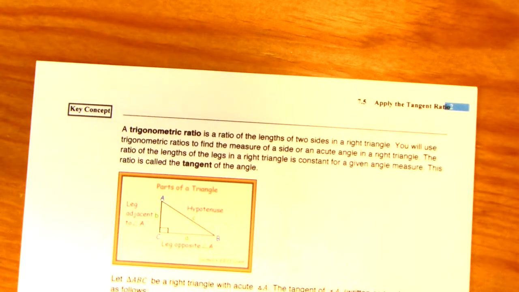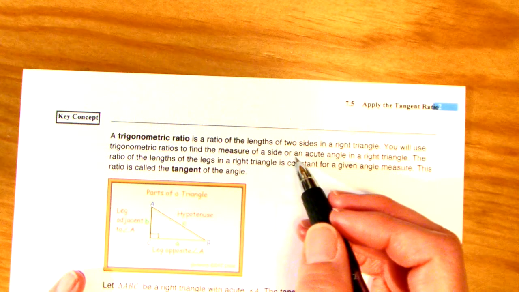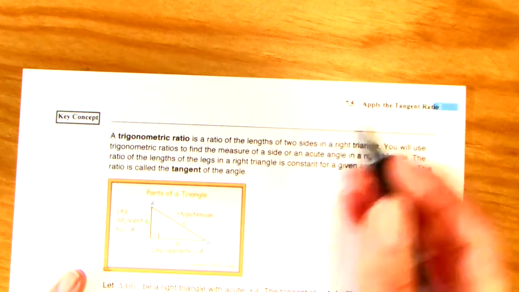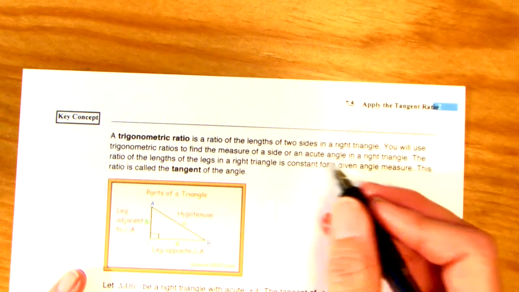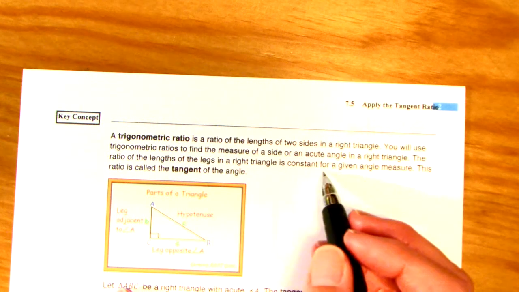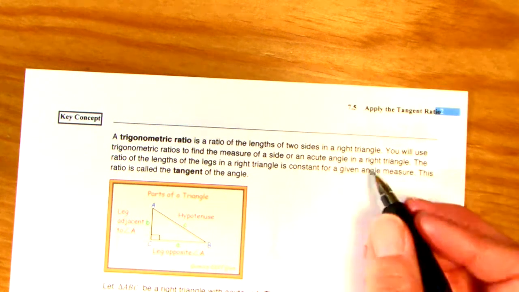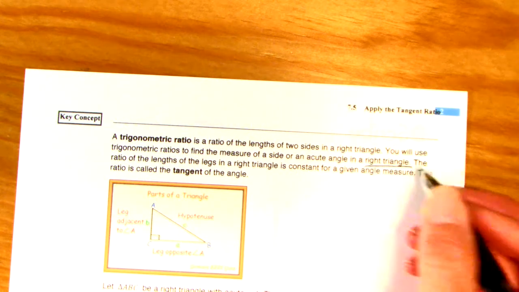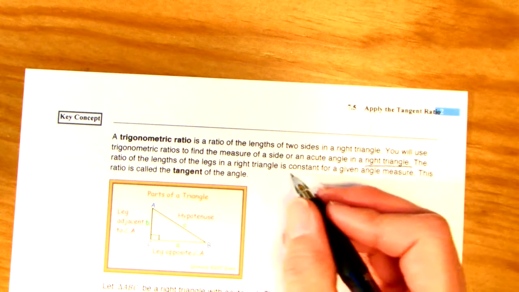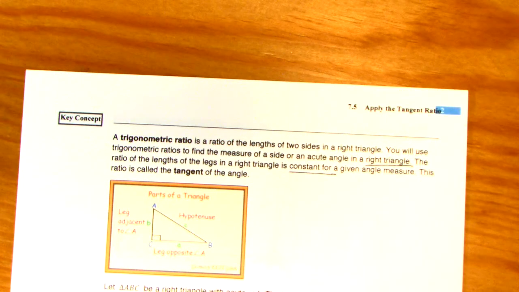So here we go. A trigonometric ratio is a ratio of lengths of two sides in a right triangle. You will use the trigonometric ratios to find the measure of a side or an acute angle in the right triangle. You only look for the angles when you do the inverse. That's later stuff. The ratio of the lengths of the legs in a right triangle are constant for a given angle measure. Okay, so remember, the sides are always proportional, so you will have a constant. Also keep in mind we are dealing with right triangles and constant for a given measure. All right, so this is called the tangent of an angle.